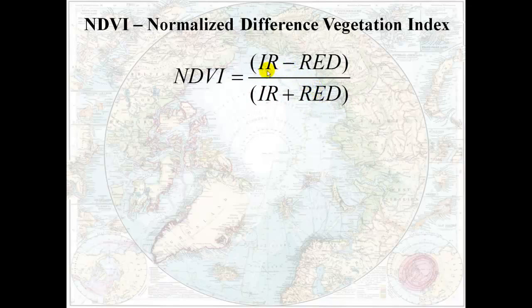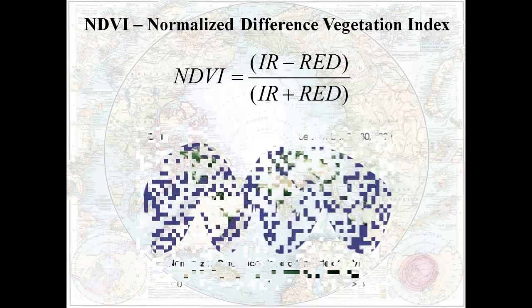So you can imagine if everything were infrared, we would have infrared minus 0 over infrared plus 0, and we would have an NDVI of 1. If everything were red and there weren't any infrared, so there wasn't any vegetation reflecting, everything in the numerator would be negative and everything in the denominator would be positive, and we'd have minus 1. So the vegetation index is going to range from minus 1 to plus 1, with plus 1 being completely and totally vegetation, and minus 1 being not vegetation at all.